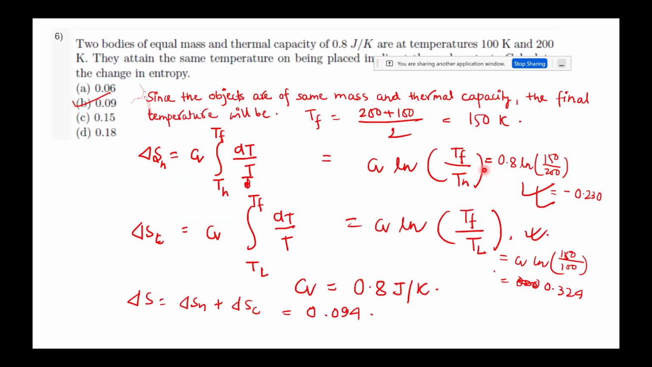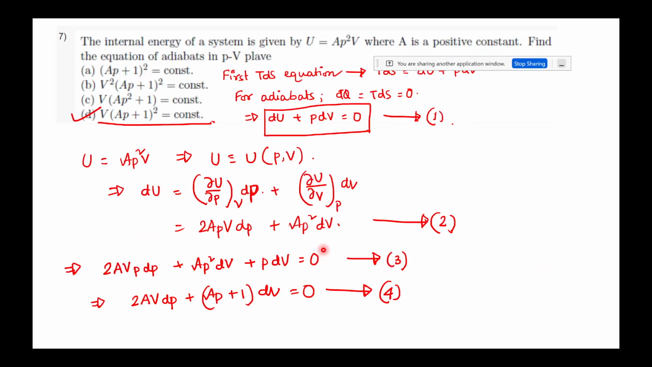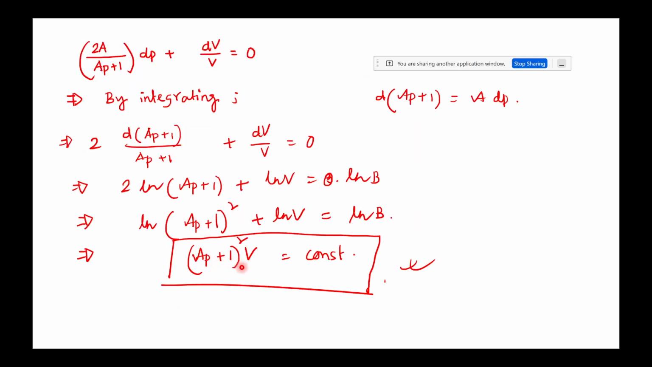Okay. Now we have calculated the change in entropy for two materials of equal mass and equal thermal capacity, and we get the final temperature first, and from that we have calculated their entropy change for the hotter and cooler material. We get two different entropy changes, and we have added those since entropy is additive, and we got this value. And here we have to find the equation of adiabats in the PV plane. We have used the TdS equations, and for adiabats heat exchange is 0, dq is 0. We have used dU plus pdV equals 0, and we have used U as a function of p and V. That's why we have written dU in terms of its differential, and we got a differential equation. We have solved it, and by solving we have got this.